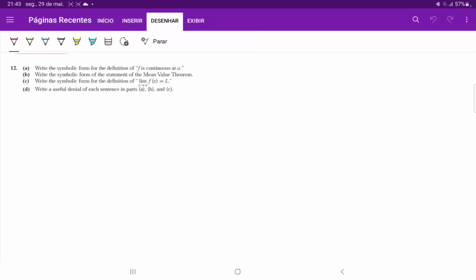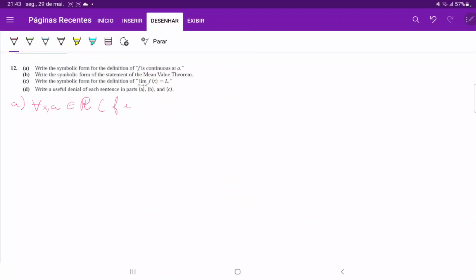So for number 12, we're just writing the symbolic form for these definitions and statements. For A, we have the definition of f as continuous at A. And we know that for f to be continuous at A, it means that the limit of f of x as x approaches A must be equal to f of A. So for this one, we're going to say that for all x and A belonging to the set of real numbers, we have that if f is continuous at A, right?